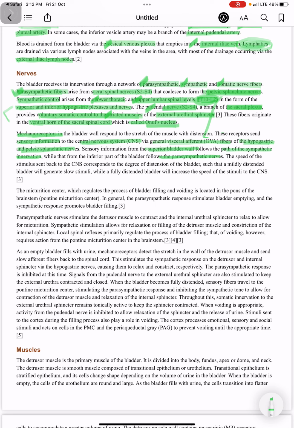The speed of the stimulus sent back to the CNS corresponds to the degree of distension of the bladder, such that a mildly distended bladder will generate slow stimuli, while a fully distended bladder will increase the speed of the stimuli to the CNS.